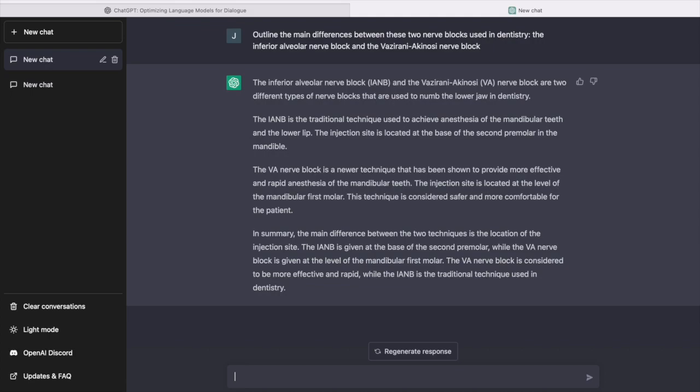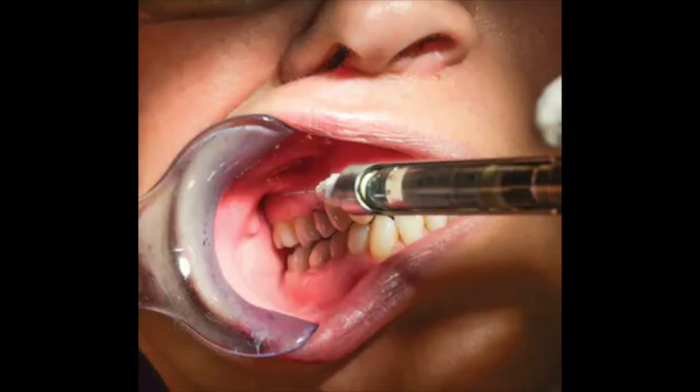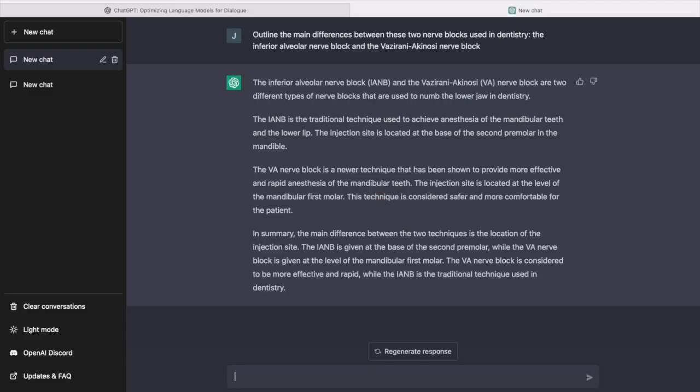The VA nerve block is a newer technique that has been shown to provide more effective and rapid anesthesia of the mandibular teeth. The injection site is located at the level of the... No, it's not. The level of the mandibular first molar. No, it's way higher than that. It's adjacent to the maxillary tuberosity. So yeah, it's just muddled up the administration sites for these two nerve blocks completely.